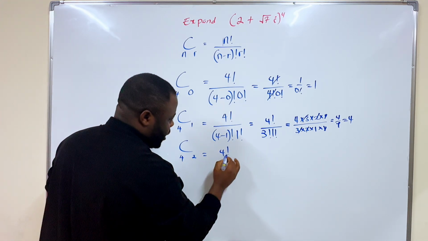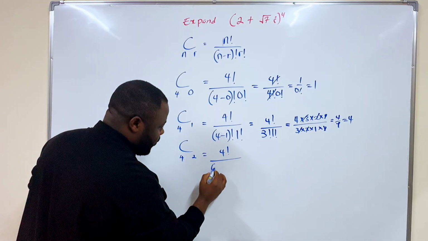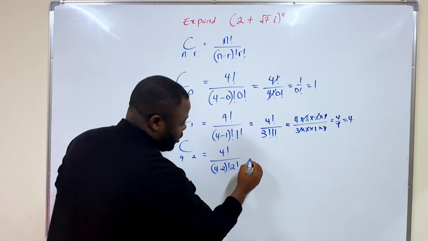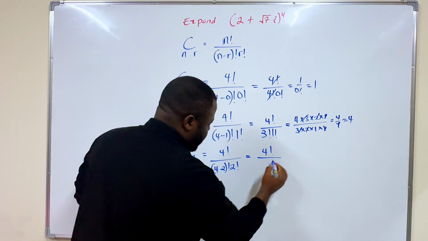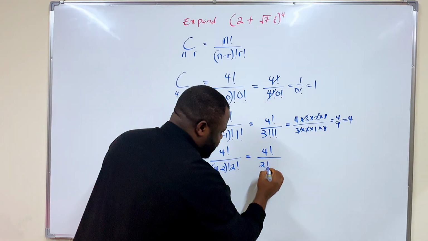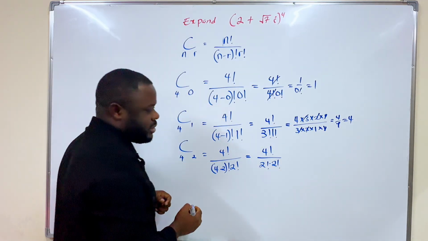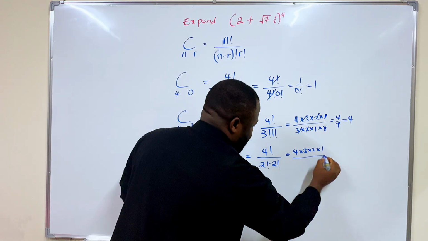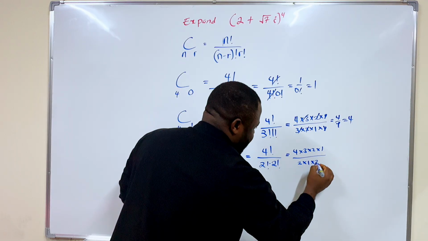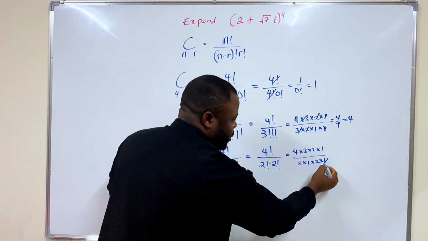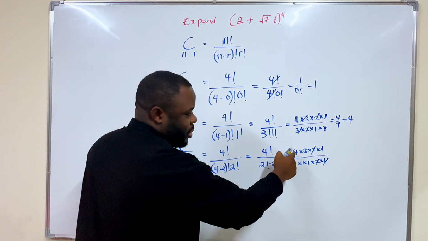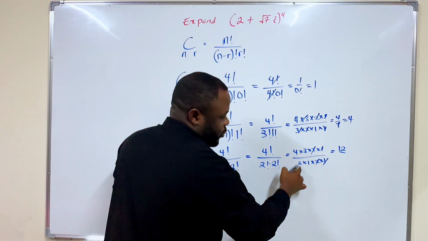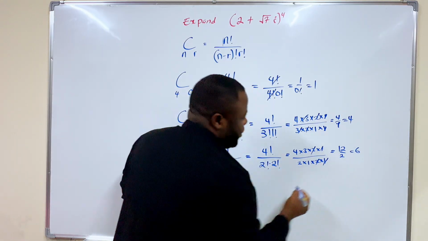So we also say combination of 4, 2. So you have 4 factorial over 4 minus 2 factorial, then 2 factorial. So this will give us 4 factorial over 4 minus 2, which gives you 2 factorial, multiplied by 2 factorial, right? So this will give us 4 times 3 times 2 times 1 over 2 times 1 multiplied by 2 times 1. So this will cancel this will cancel this. We now have 4 times 3, which gives you 12. So 2 times 1 will give you 2, and this will be 6.